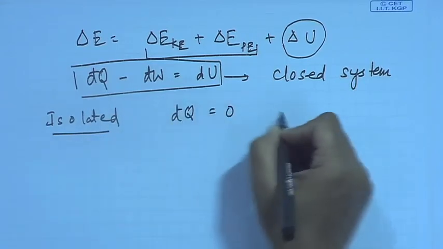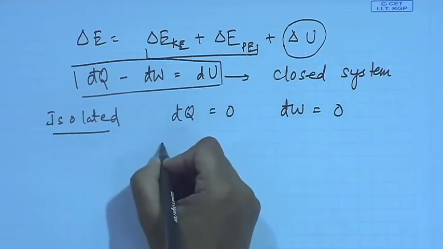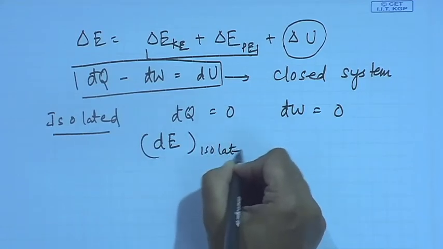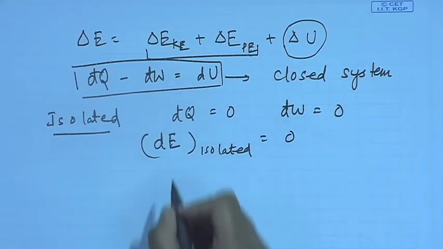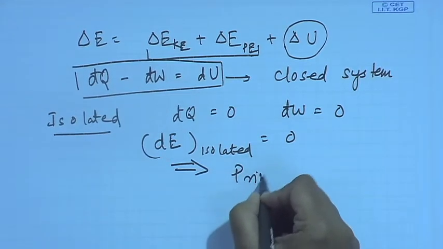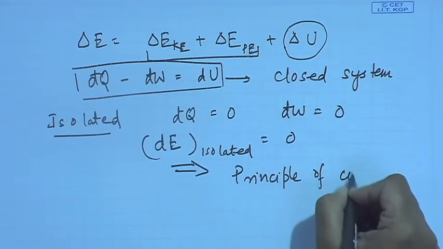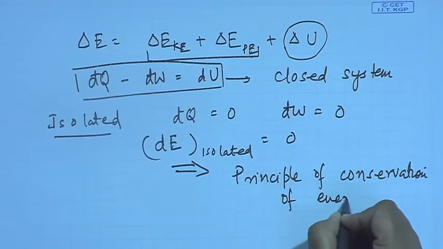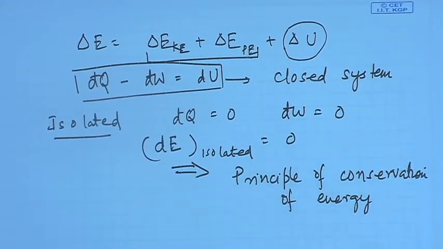So, therefore, for an isolated system, what do we get? dQ equals 0, dW equals 0, which naturally brings you to dE for an isolated system equal to 0, which is nothing but the principle of conservation of energy. So, from the first law, we find that for closed systems, the net energy change of the system is equal to the net energy interaction between the system and the surroundings, and energy is conserved for an isolated system.